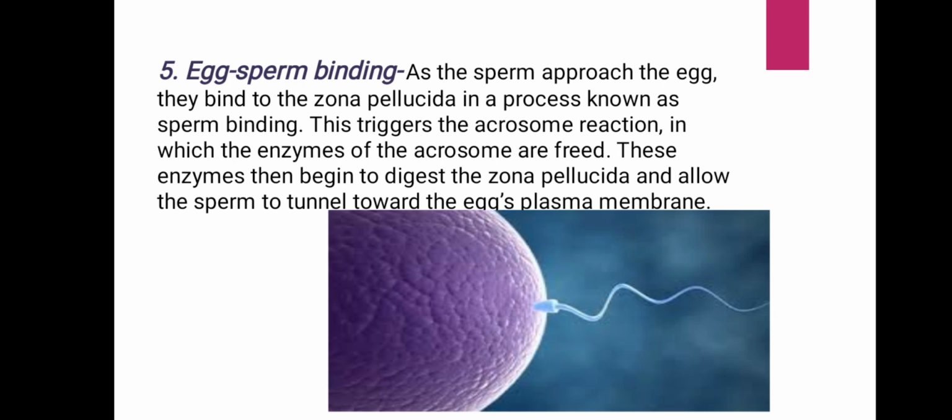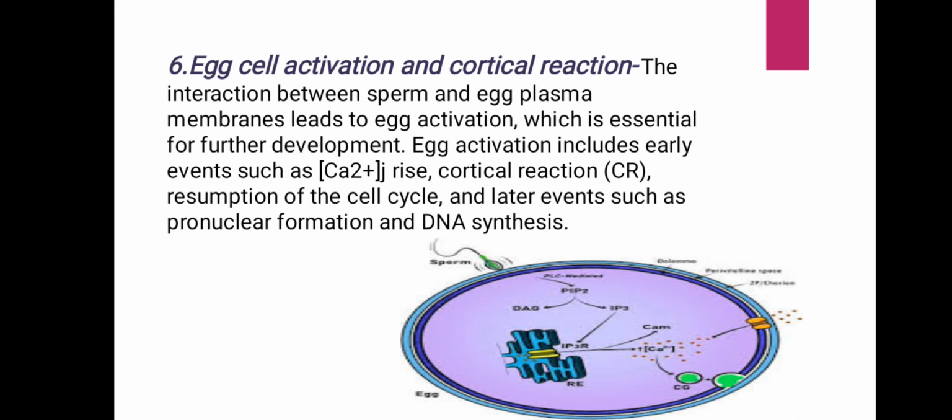Fifth is egg-sperm binding. As the sperm approach the egg, they bind to the zona pellucida in a process known as sperm binding. This triggers the acrosome reaction in which the enzymes of the acrosome are freed. These enzymes then begin to digest the zona pellucida and allow the sperm to tunnel down toward the egg's plasma membrane. Sixth is the egg cell activation and cortical reaction.